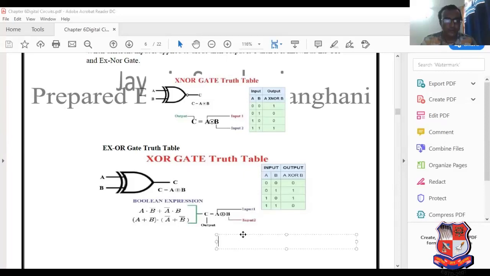What is the equation of XOR gate? I have written here Y equal to, if A B input is applied, then A dash B plus A B dash. It is the equation of XOR gate. You have to remember it directly. The solution of this will be discussed in the next semester subject, digital electronics.